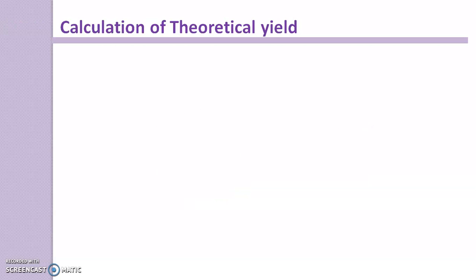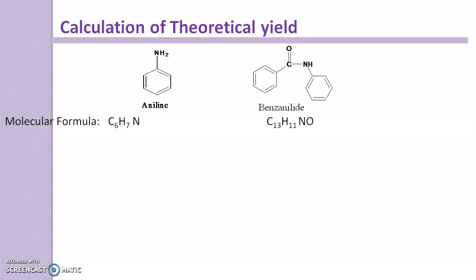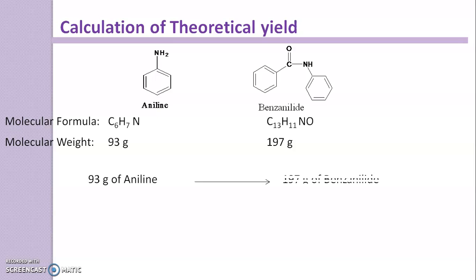Now next is the calculation of theoretical yield. First of all you have to draw the structure of your starting reagent, which is aniline, and your product, benzanilide. Calculate its molecular weight. First of all you have to write down its molecular formula. The molecular formula for aniline is C6H7N and for benzanilide is C13H11NO. Then with this you have to calculate the molecular weight of the reagent as well as the product, and this indicates 93 gram of aniline gives 197 gram of benzanilide.